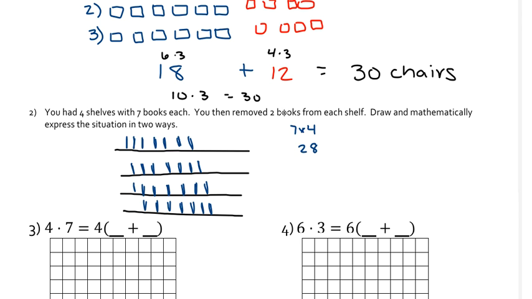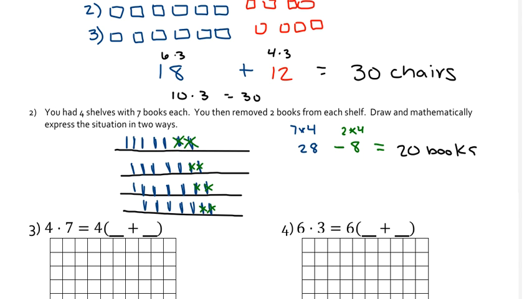Okay, now it says you removed 2 books from the shelf. So if I remove 2 books, I would take away 1, 2. So I'm taking away 2 for each of the 4 shelves. 2 on each shelf, there's 4, so that'd be 2 times 4, so that'd be 8. So I'm doing 28 minus 8, and 28 minus 8 would give me 20. So there'd be 20 books left.